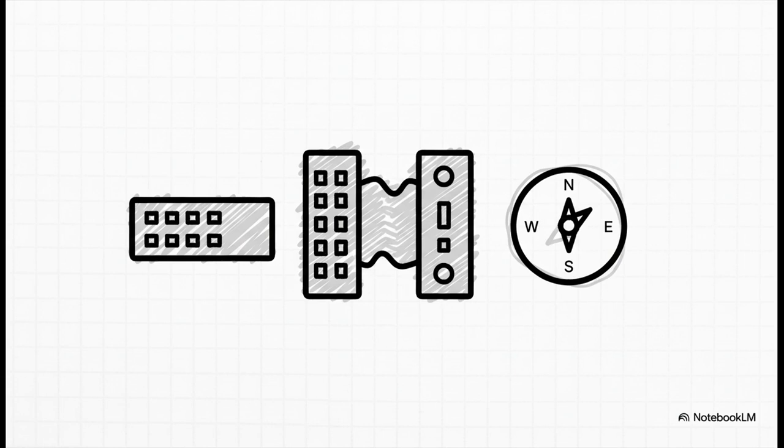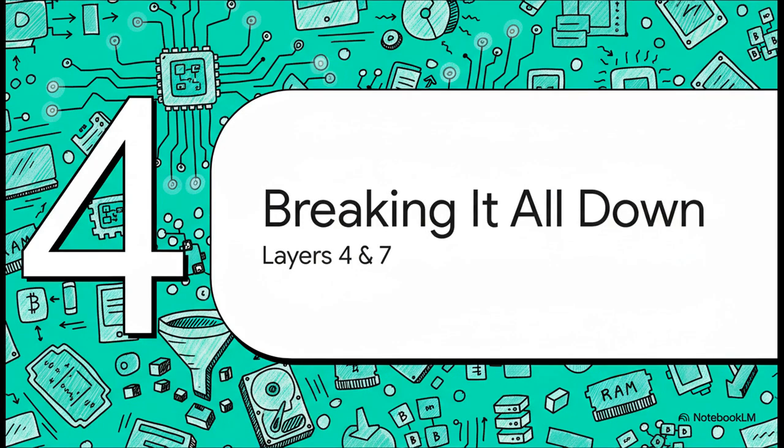Now, of course, in the real world, the lines can get a little blurry. Technology is always evolving, right? We now have these super powerful hybrid devices called Layer 3 switches that basically combine the brains of a router with the massive port count of a switch, so they can handle both local and long-distance traffic all in one box.